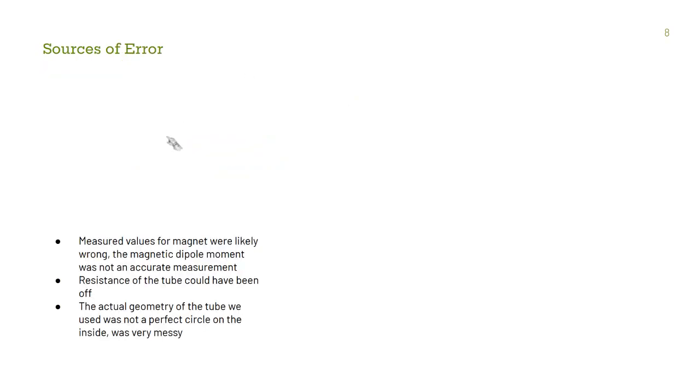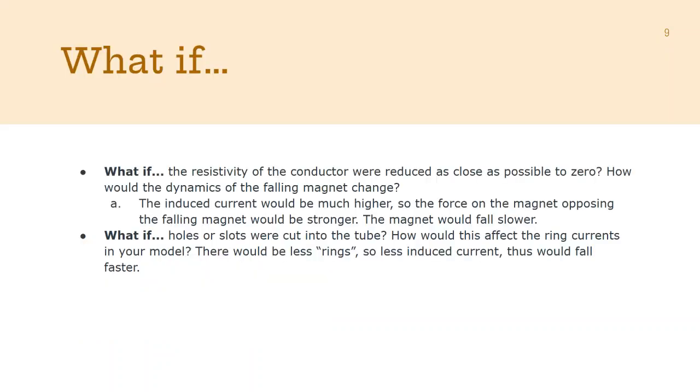That's for a couple of reasons. There are a few sources of error in this lab. Notably, the measured values of the magnet were likely wrong, as the magnetic dipole moment was not an accurate measurement. That was from our previous lab. It was just a mistake. The resistance of the tube also could have been off. The given value may not be what the resistance of the aluminum actually was. And additionally, the actual geometry of the tube we used was not a perfect circle on the inside, so the cylinder we modeled it as is not perfect.